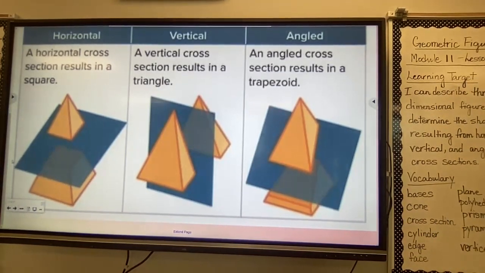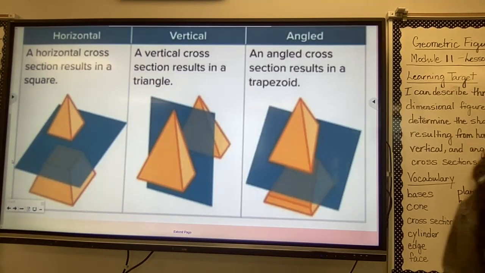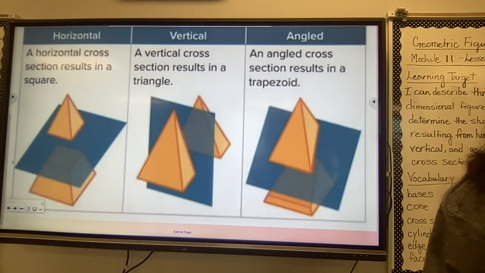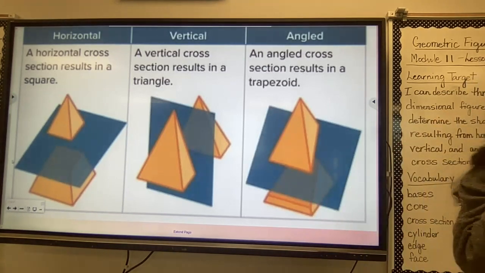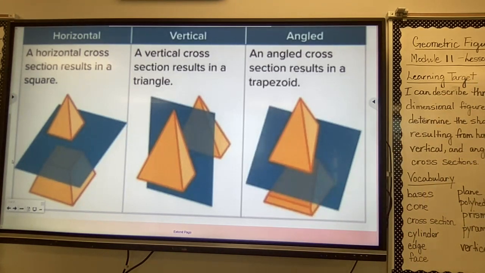Now, why is the cross section through the center of a sphere always going to be a circle, no matter which way it is sliced? We know that a sphere is going to be completely circular. It's like a ball, right? So the sphere has the same shape and size from any angle. So its cross section is always going to be a circle.